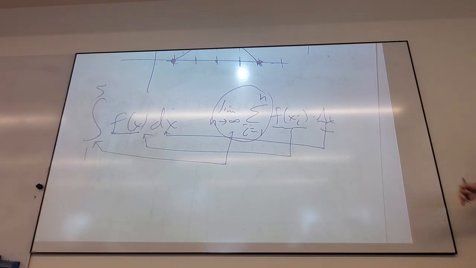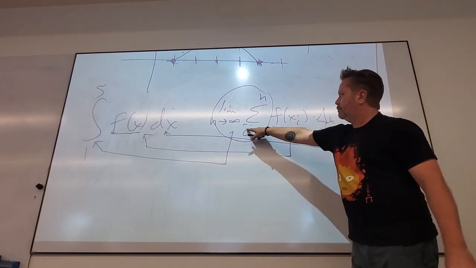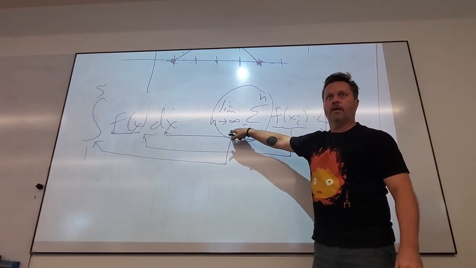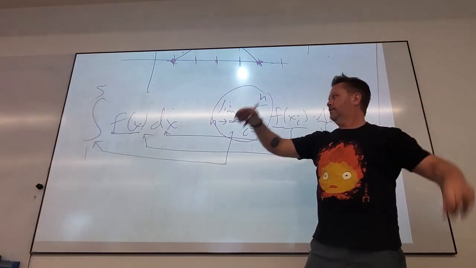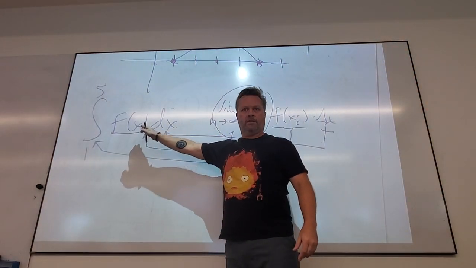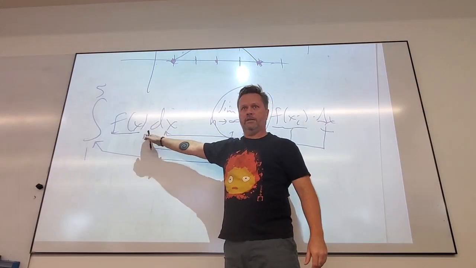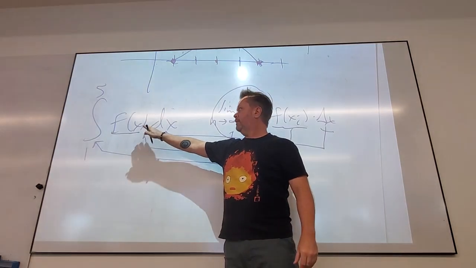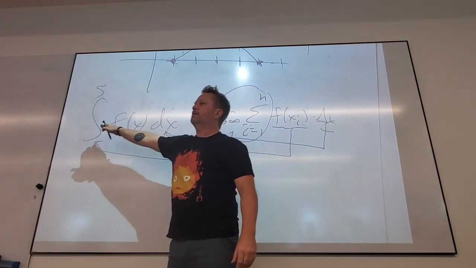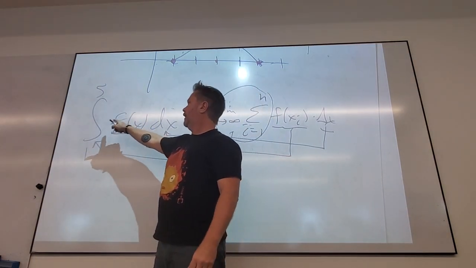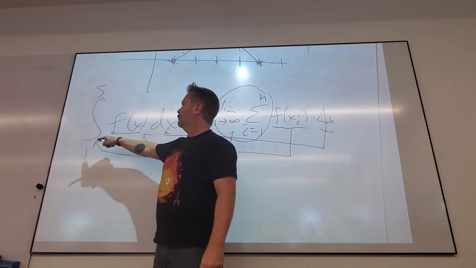Do you guys see how there's a one-to-one correspondence? This means the same thing as this. This is just cleaner. You guys agree with me this is cleaner? Yes. Okay. So how do I interpret this statement right now? What's the area under the function from 1 to 5?